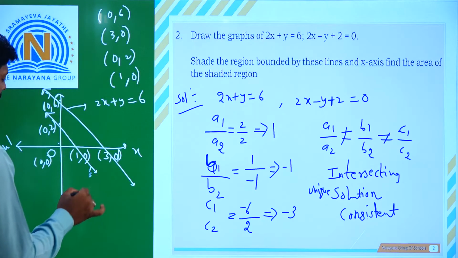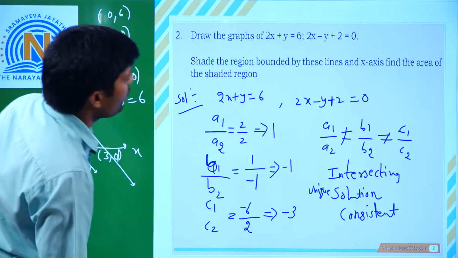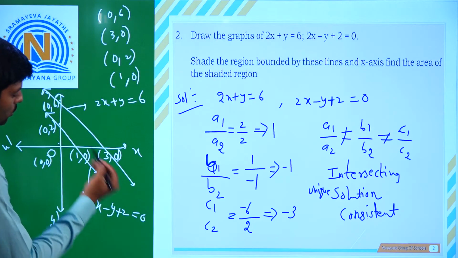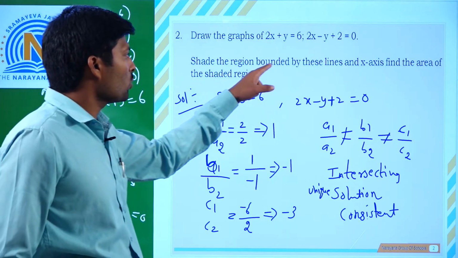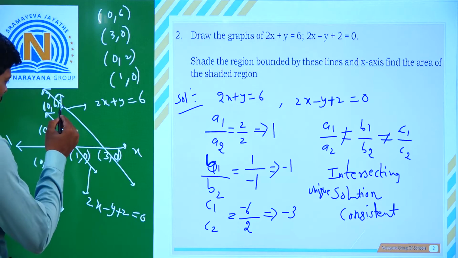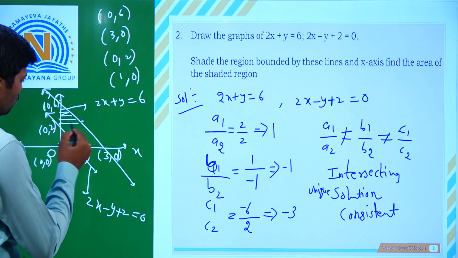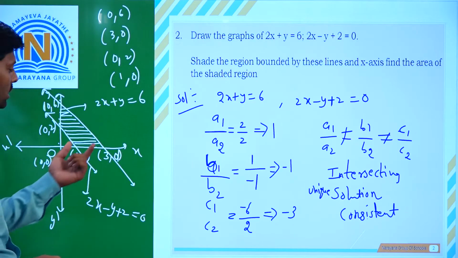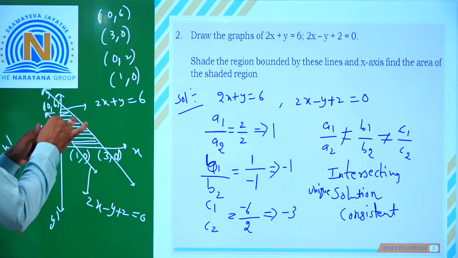Yes. So what is the name of this line? That is 2x minus y plus 2 is equal to 0. The question is, shade the region bounded by these two lines and the x axis. Now what is the shaded region? It will be in between the two lines, and we need to find the shaded area with respect to the x axis also.